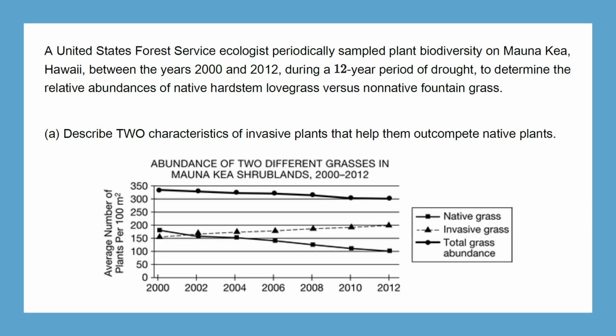Okay, so I definitely have some key concepts here. Again, there's a short passage. The native is considered to be the hardstem lovegrass, and the non-native or invasive is the fountain grass. I need to describe two characteristics of invasive plants. So those are the key concepts there.